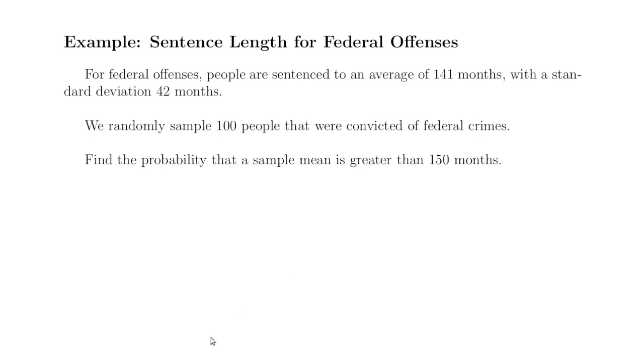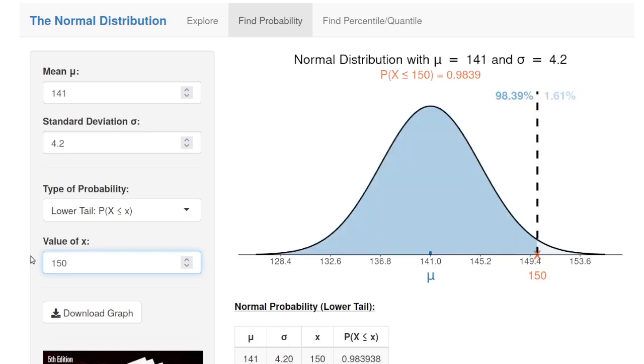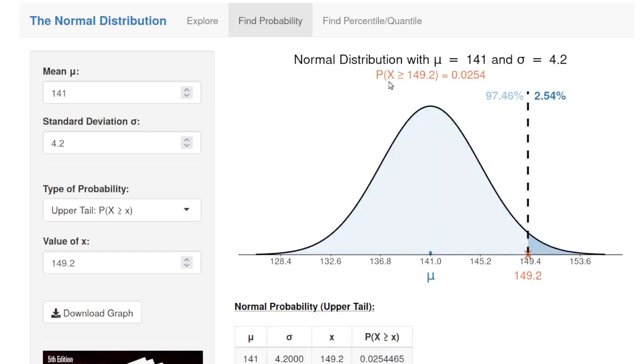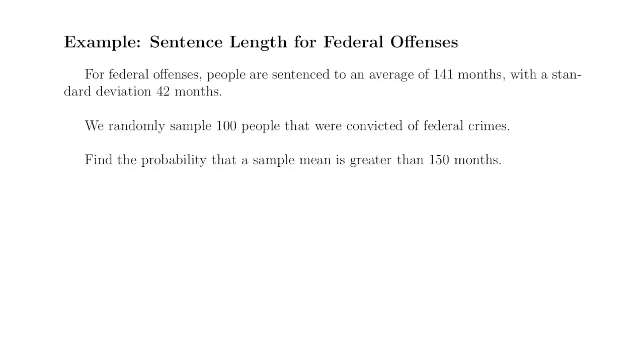We can do a similar thing and say, okay, what's the probability that the sample mean is actually bigger than 150 months? So we'll go back here and we'll just change our value of X, which is now actually X bar, and we'll put in 150. And you can see it's a 98.4% chance that it's less than that, so a 1.61% chance that it's bigger. Or you can change this lower tail to an upper tail, and there we go. The probability that our mean, X bar, is bigger than 150 is 1.61. So let me go write that down. 1.61%. Cool.